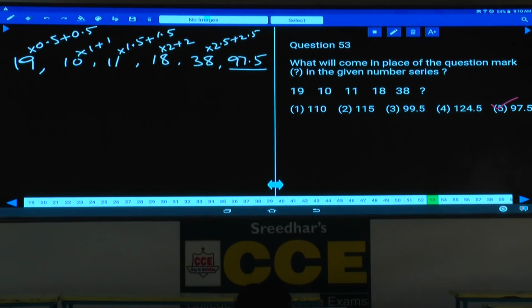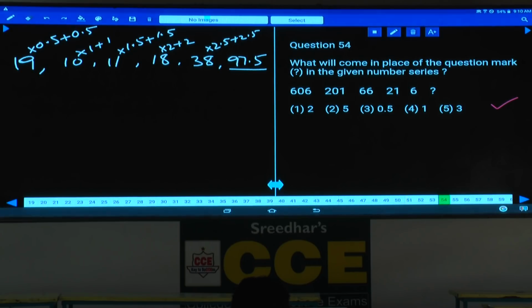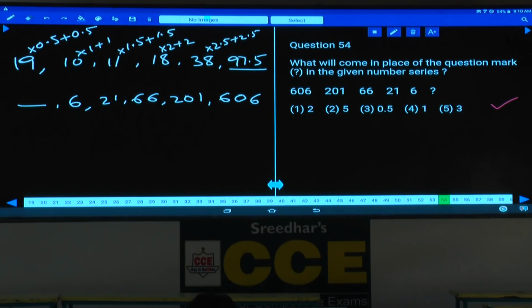Then question number 54. Now 54, if you observe here, the numbers are in the decreasing order. Whenever the numbers are in the decreasing order, always start in the reverse order, isn't it? 6, 21, 66, 201, 606. Because whenever the numbers are in the decreasing order, the logic could be either subtraction or division. And between addition and subtraction, it is always comfortable for us to work out addition. And between multiplication and division, multiplication is always comfortable. Hence, whenever the numbers are in the decreasing order, start in the reverse order.